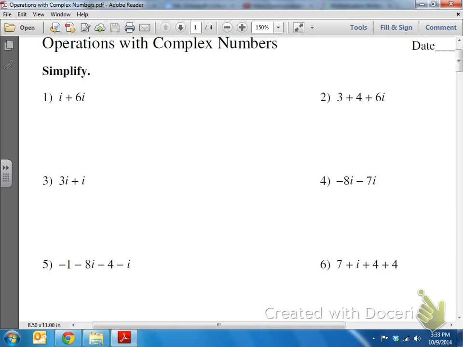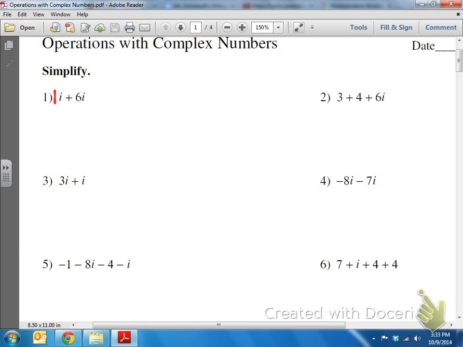So these are going to be operations, or just simplifying complex numbers. If you have a situation, again, this would only be in theoretical imaginary situations, where you would ever have to combine like terms with i involved, here's how you do it. Very similar to what we've already experienced with regular variables.